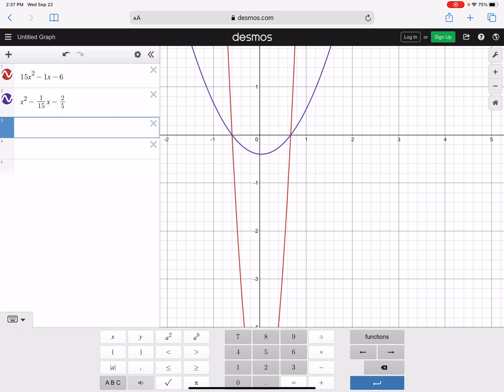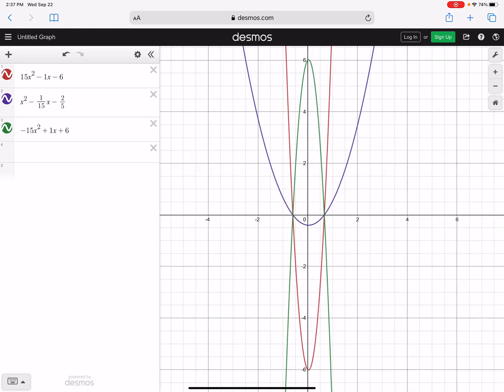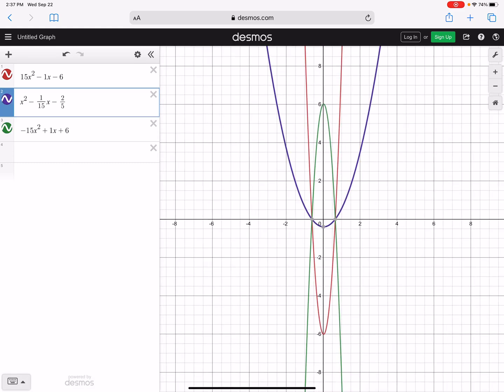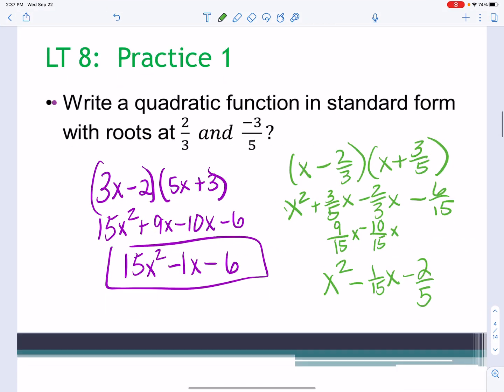Like I could actually turn them all negative 15x squared plus 1x plus 6. I just changed all the signs. So there's one more version. It's just the green one, but it is hitting at the same place. So you could have a million parabolas that hit at those two places. So I just want any equation that works.